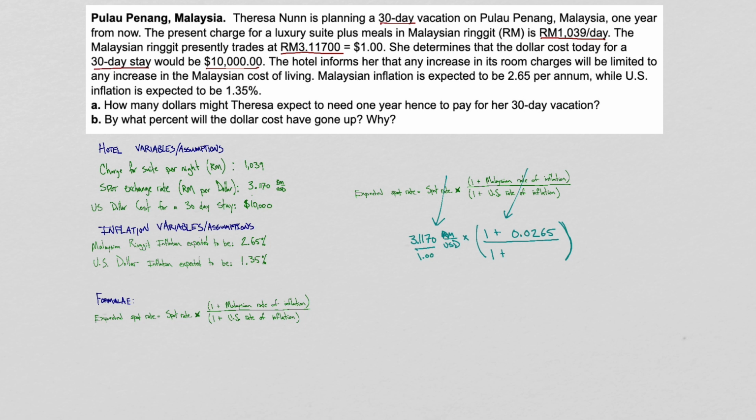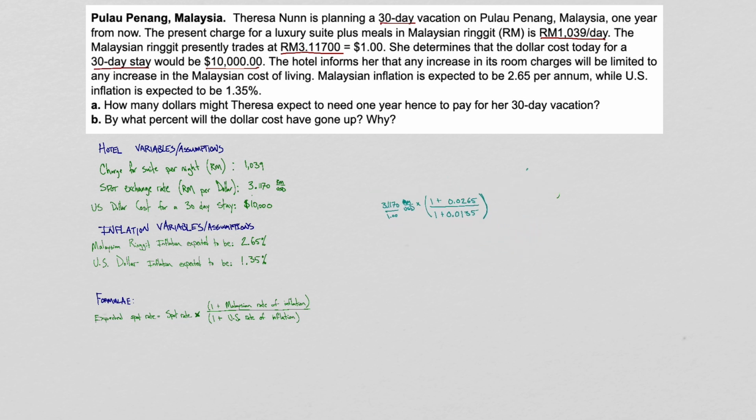Since it's a 1, we don't always explicitly write it, but that means that the US inflation rate is also going to be on the bottom. So this is our expected spot rate, and this simplifies to 3.156981 ringgit to the dollar.